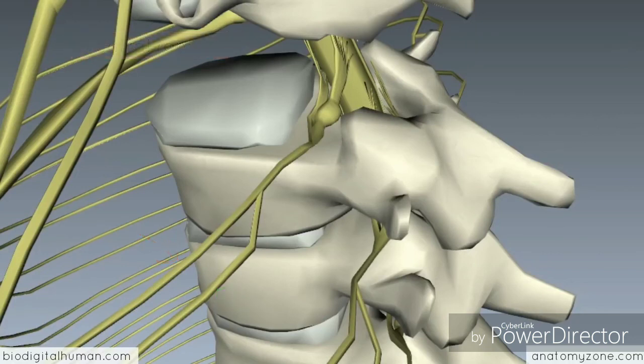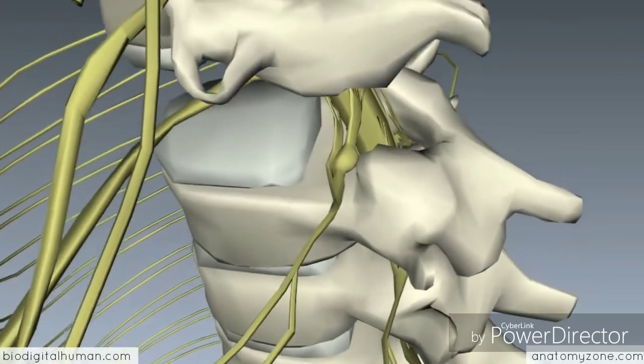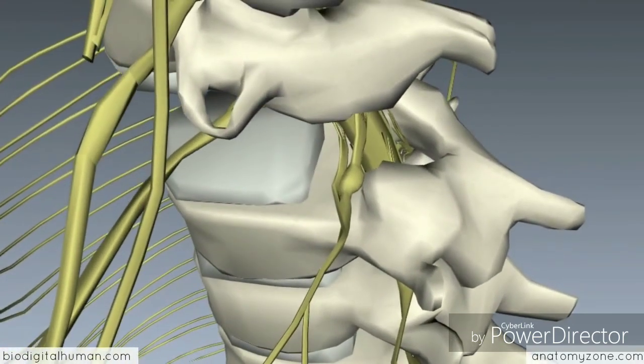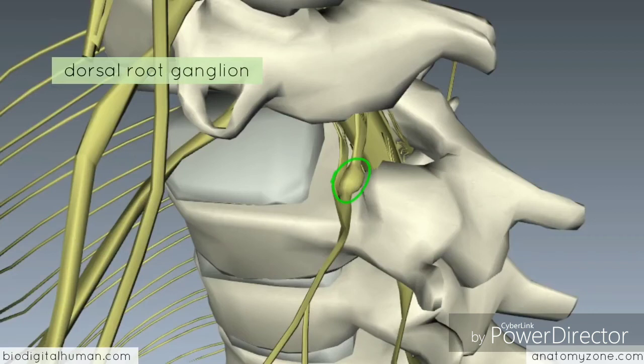So if I just rotate the model around slightly more, you'll notice that there's this kind of swelling of the dorsal root. So this is known as the dorsal root ganglion, and this dorsal root ganglion contains the cell bodies of the primary afferent neurons which enter into the dorsal horn of the spinal cord. So the cell bodies of the ventral root are actually contained within the grey matter of the spinal cord.